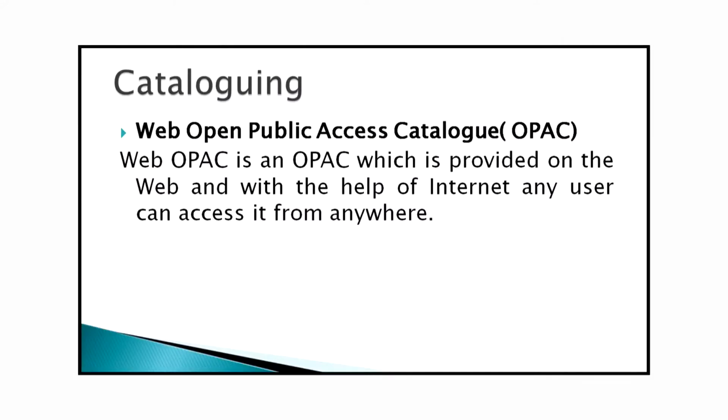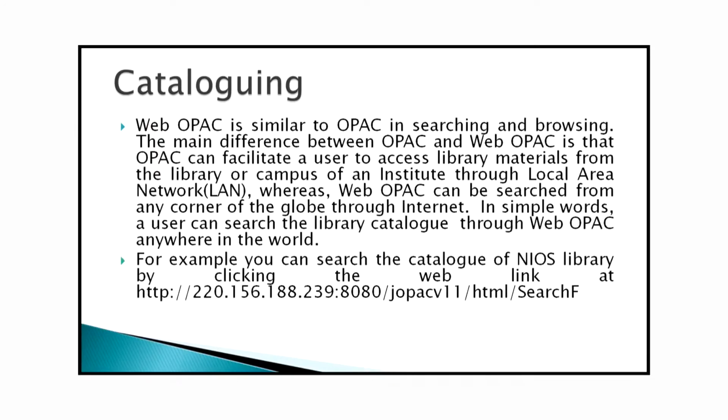Web OPAC is an OPAC which is provided on the web, and with the help of internet, any user can access it from anywhere. Web OPAC is similar to OPAC in searching and browsing. The main difference between OPAC and Web OPAC is that OPAC can facilitate a user to access library materials from the library or campus of an institute through local area network, whereas Web OPAC can be searched from any corner of the globe through internet.